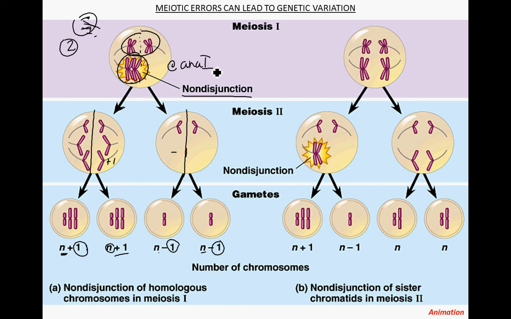Another spot of non-disjunction would be down here at meiosis 2 or at anaphase 2. Right? So at anaphase 2, you're going to get normal disjunction here. You get normal, so this is going to be an N cell. This is going to be an N cell, haploid cells. You get normal separation of all the homologous chromosomes here, so everything's fine and dandy.